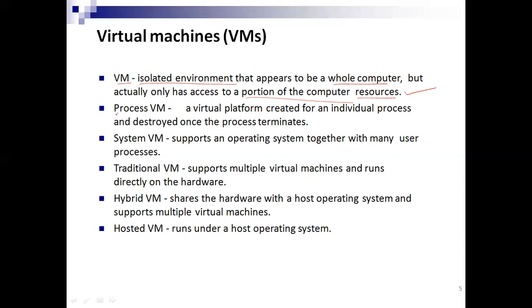Just look here. First one, process virtual machine. So what do you mean by process virtual machine? A process virtual machine is a virtual platform created for an individual process. Remember this: it is created for an individual process and destroyed once the process terminates. So this is created for whom? An individual process, and it will be destroyed once the process terminates. So this is what a process virtual machine is.